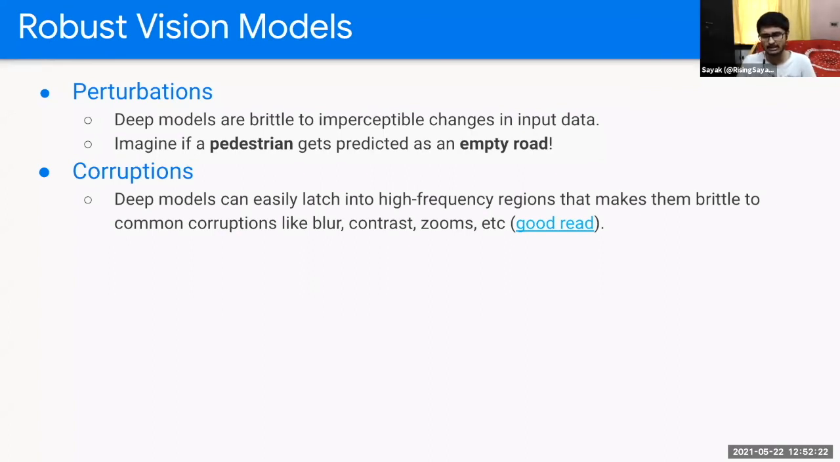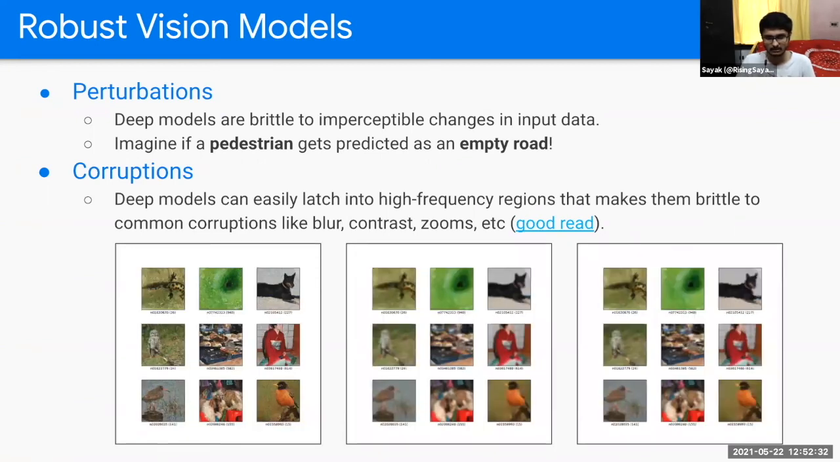Deep models can easily latch onto high frequency regions that actually make them brittle to common corruptions like blur, contrast, zooms, and stuff. So here are some examples. All of these examples are seemingly very similar to our human eyes, but for a model, they are entirely different things, and these little corruptions can cause a model to misclassify these images, which is not really ideal.